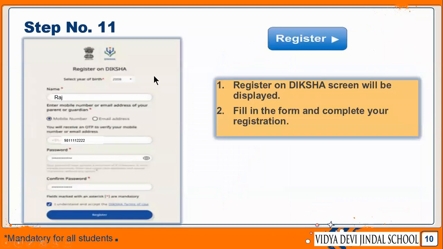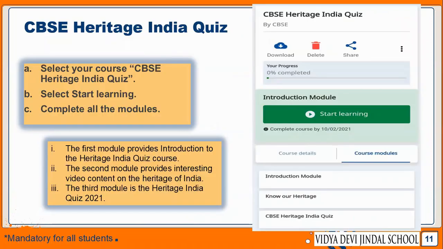So this will be your step number 11. This is your register page. Select your year of birth, enter name, mobile number or email address. Select password and write it somewhere because it will be required later on also. So register yourself after clicking on this register button. Now you are able to start your course.